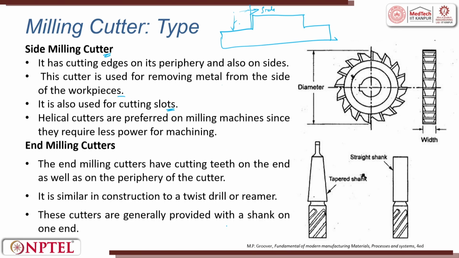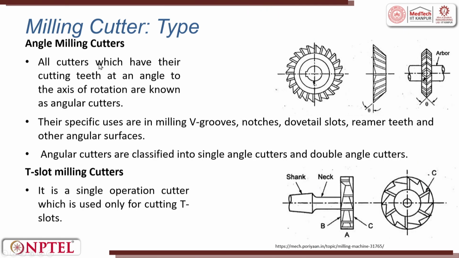Next comes the end milling cutter. The previous three are for horizontal milling, this is for vertical. End milling cutters are for vertical use, you can rotate them, and the flat end portion comes in contact with the workpiece to remove material, and the side is also used for cutting. The end milling cutters have cutting teeth on the end as well as on the periphery of the cutter. It is similar in construction to a twist drill or a reamer. These cutters are generally provided with a shank on one side.